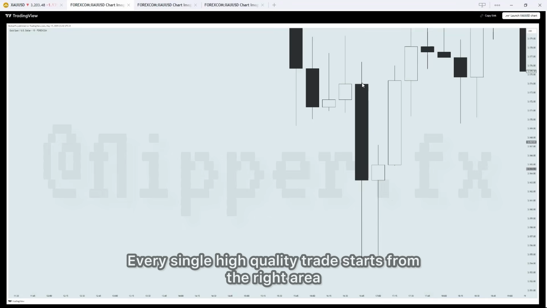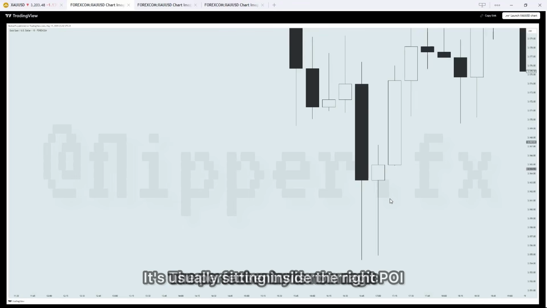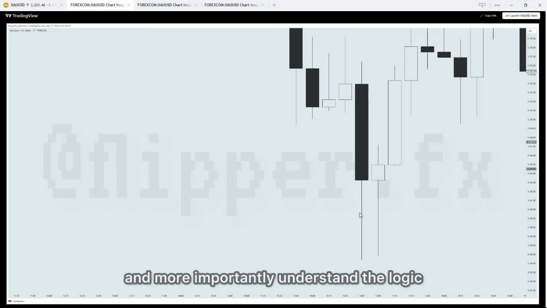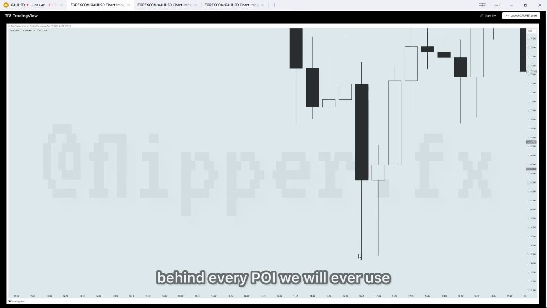Every single high quality trade starts from the right area. It's about the perfect setup sitting inside the right POI. Today, we will break this down step by step and, more importantly, understand the logic behind every POI we will ever use.